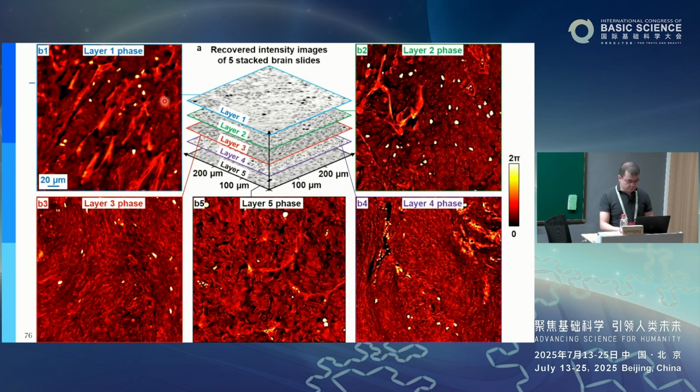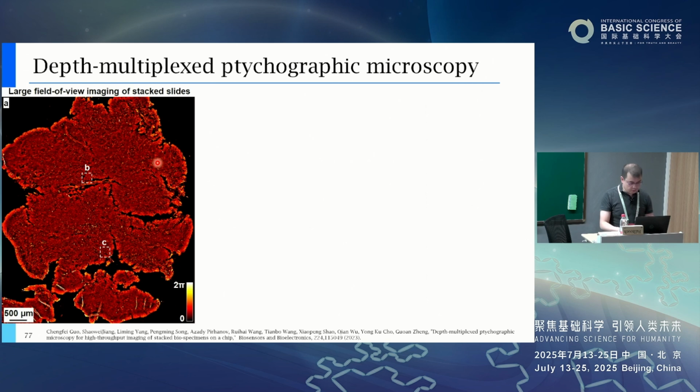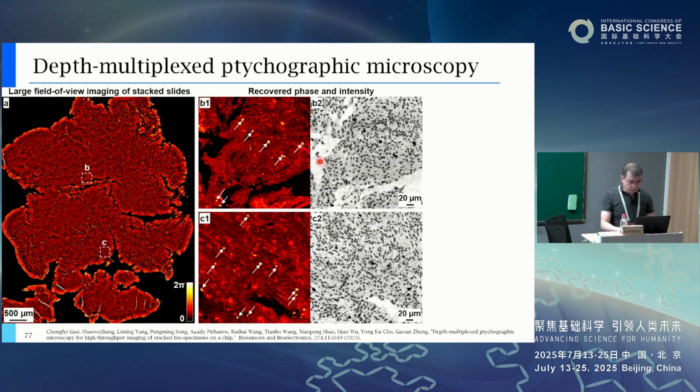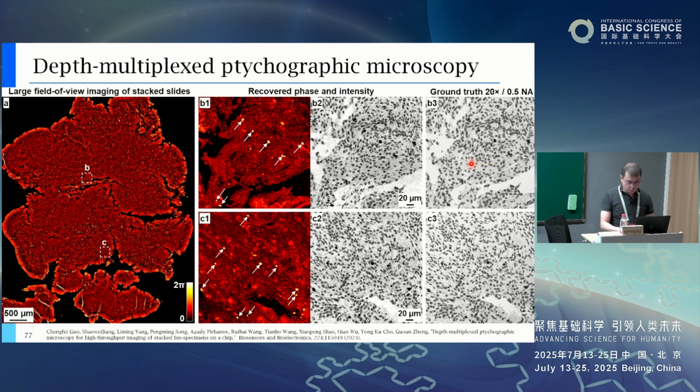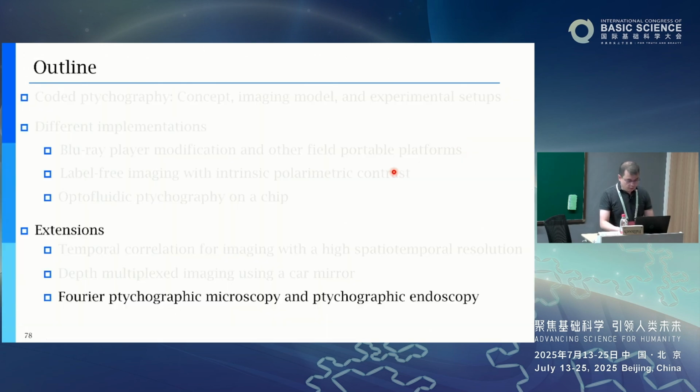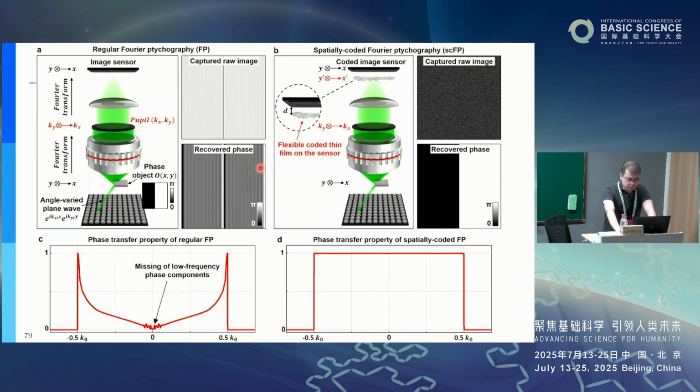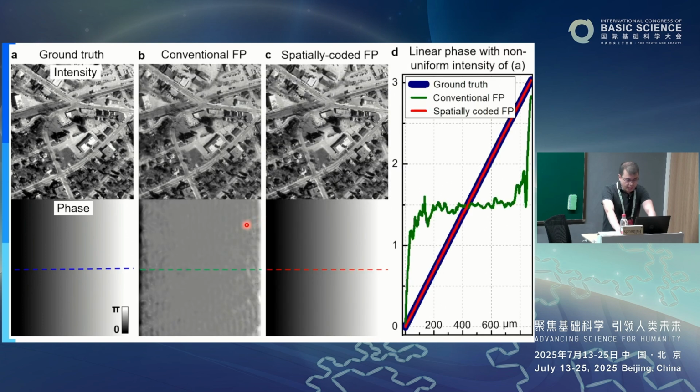So for the 5 brain tumor samples, we just put these 5 samples together along the Z direction, and we can image all of them at the same time. So this is for one section, you have a very large field of view, and you can also compare with the conventional optical microscope. The last part of my talk is we try to extend this for endoscope application.